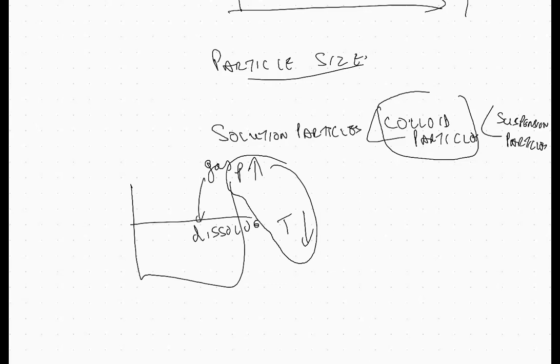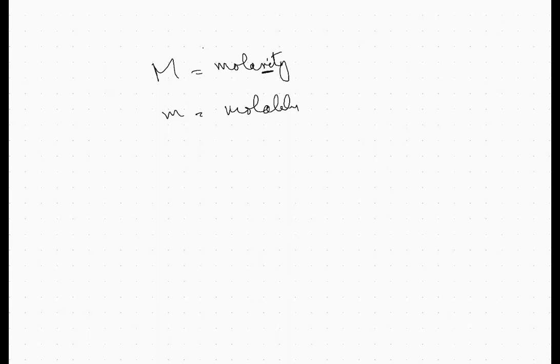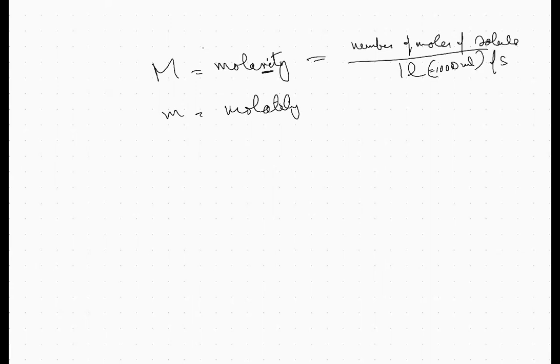Okay. Now we come to the calculations part. You have to calculate molarity. Capital M is known as molarity. Simple m is molality. Molarity is the number of moles of solute over 1 liter, or 1,000 milliliters, of solution, both together. Molality, top part is the same: number of moles of solute divided by 1 kg of solvent.